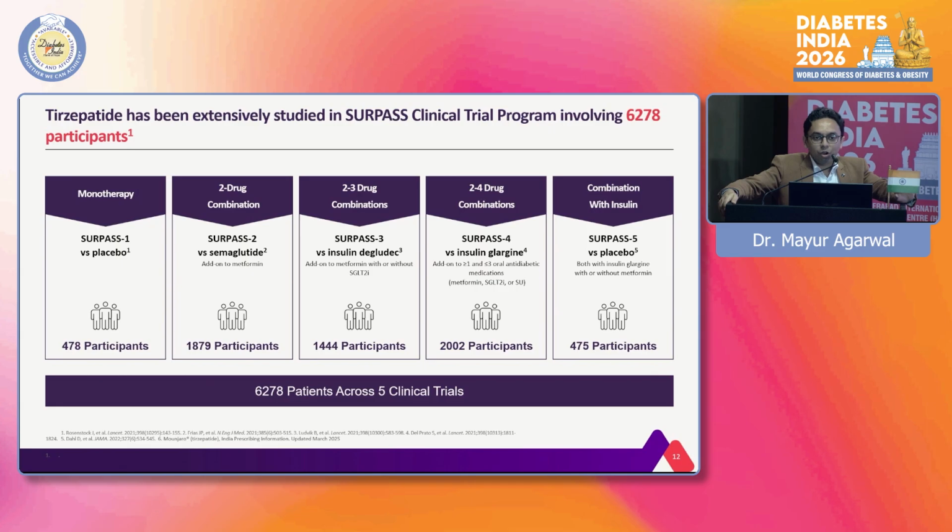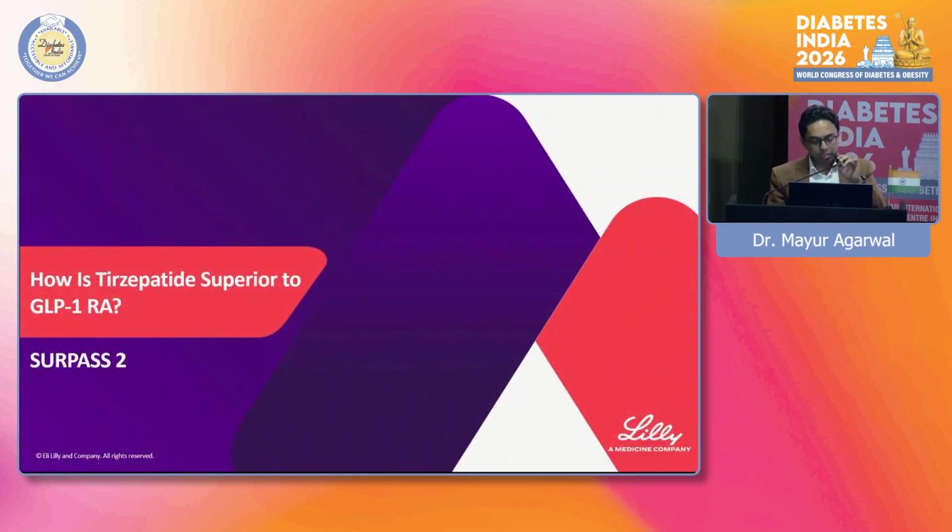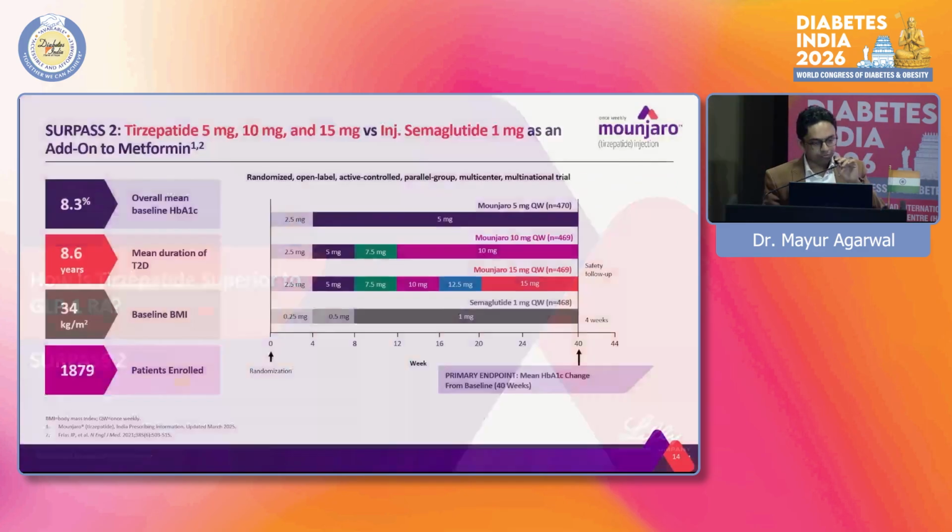So this is for diabetes. When you talk about this SURPASS 2, it is for diabetes. The semaglutide dose is 1 mg. When you talk about the SURMOUNT, that is for obesity, so that was against 2.4 of semaglutide. Okay, that's the basic difference. I am covering the SURPASS 2 basically. Okay, 3 and 4 is against insulin. So let us talk about the SURPASS 2.